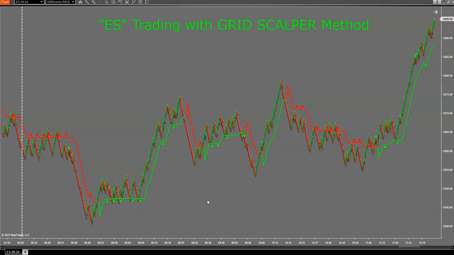I just noticed, over the last few days, I've been getting a fair amount of emails asking, how do these systems do in the ES? I see you always showing the MNQ or NQ, or how does it do in CL? It does really good in CL. How does it do in gold? It does really good in gold. How does it do in Bitcoin futures? It does fantastic in Bitcoin futures.